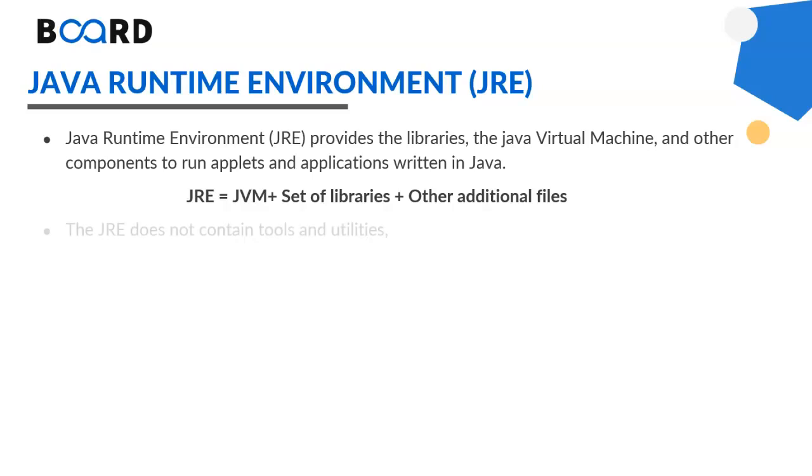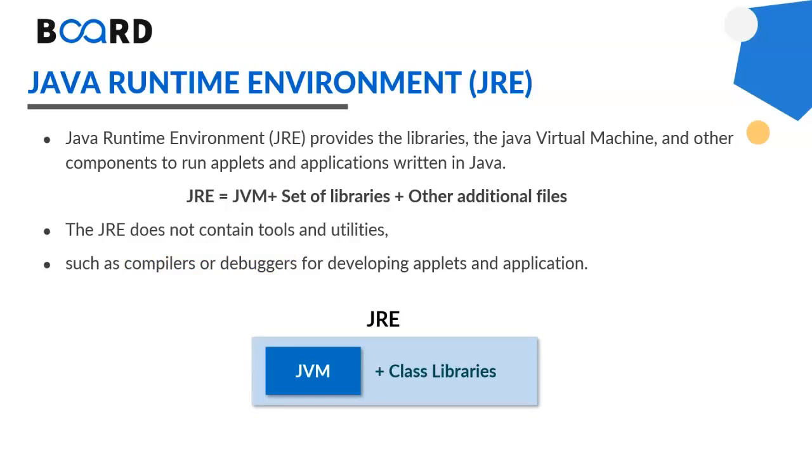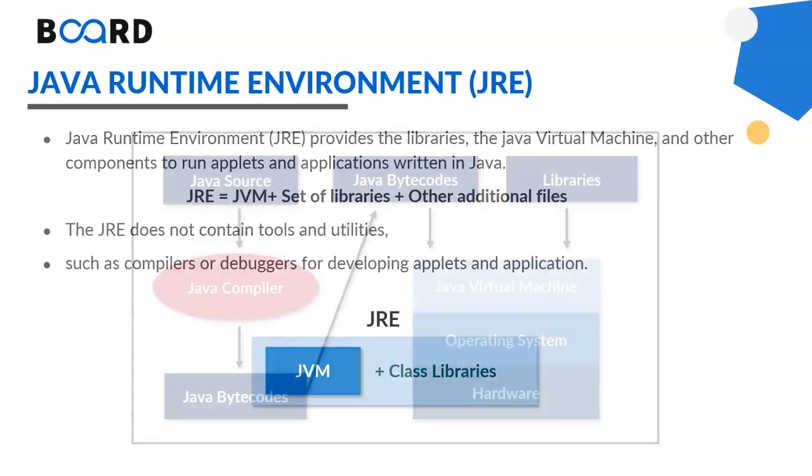run your program. JRE does not contain tools and utilities; it just contains the libraries and the JVM inside it. It does not contain compilers or debuggers for developing applets and applications. JRE is just a simple JVM plus all the class libraries.